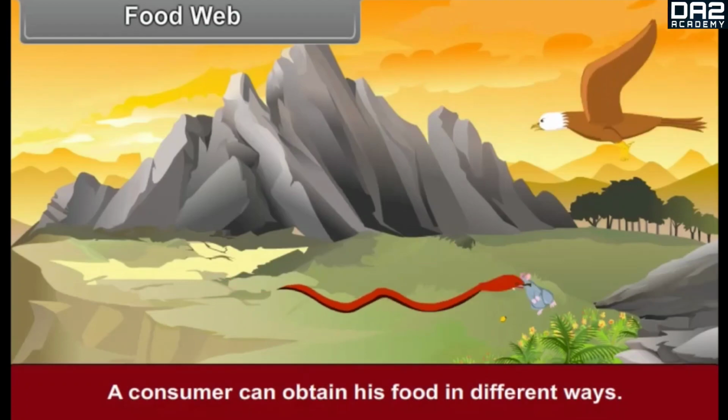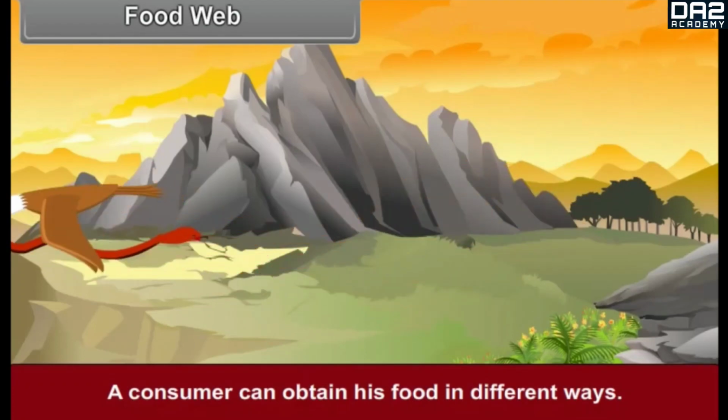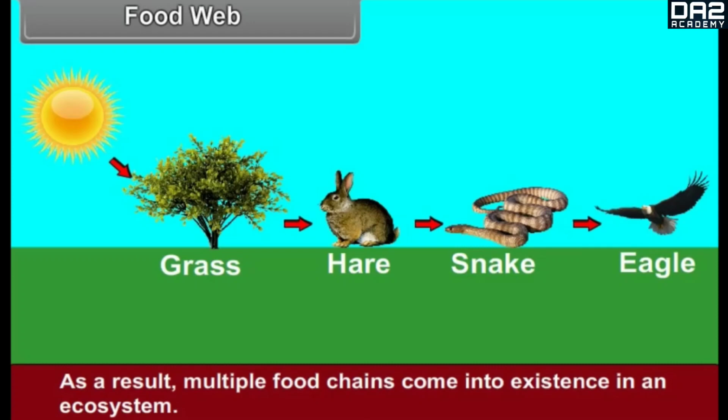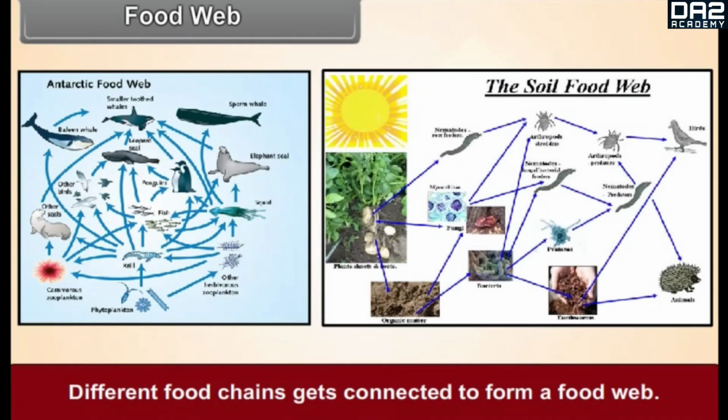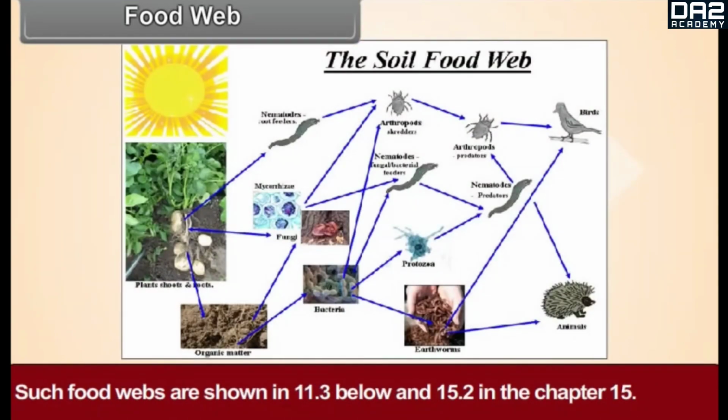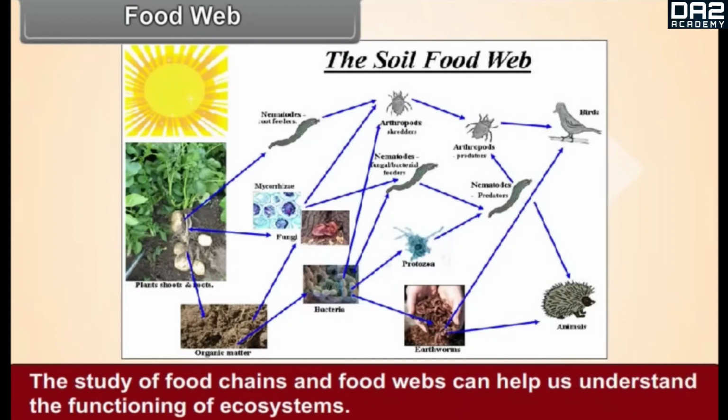Food web. A consumer can obtain its food in different ways. As a result, multiple food chains come into existence in an ecosystem. Different food chains get connected to form a food web. Such food webs are shown in 11.3 below and 15.2 in chapter 15. The study of food chains and food webs can help us understand the functioning of ecosystems.